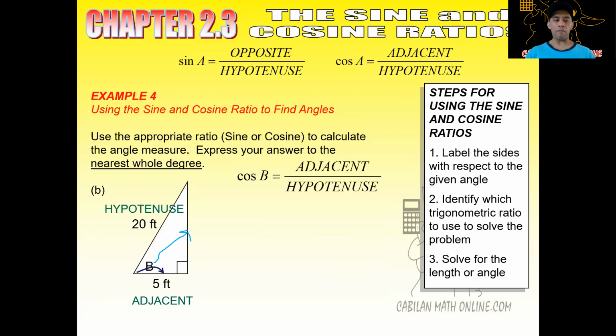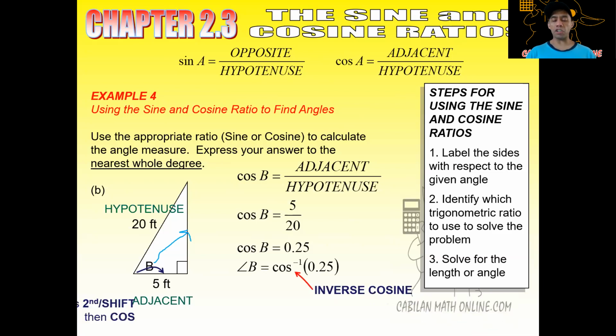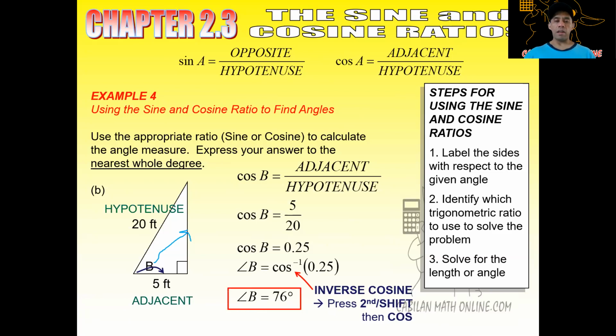So we have 5 over 20. From here, I'm going to put it as a decimal by taking 5 divided by 20. And last but not least, we take the inverse cosine, pressing the second function and the cos this time. That will give you an answer of 76 degrees. Now, as I mentioned earlier, if you take the inverse cos and then put the 5 divided by 20 in brackets and close the brackets, your calculator would do that in one less step. That's just a piece of advice to shorten up some steps.